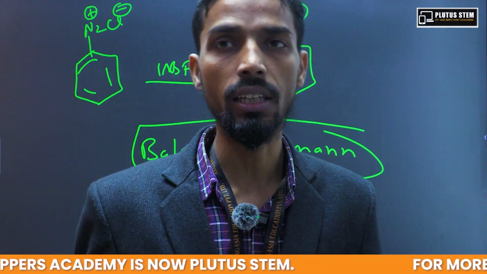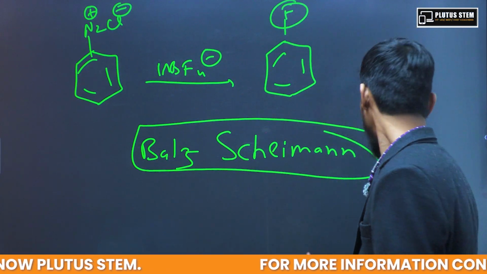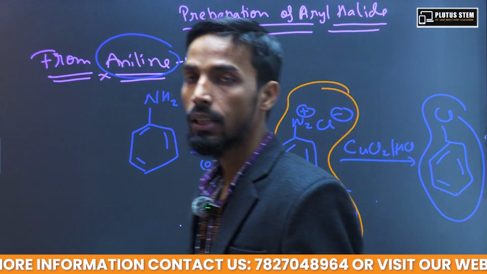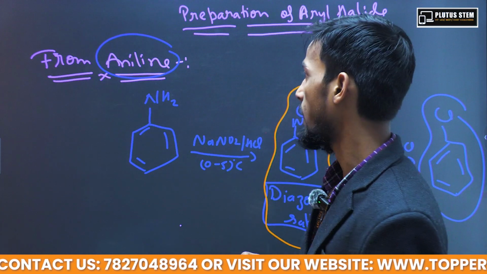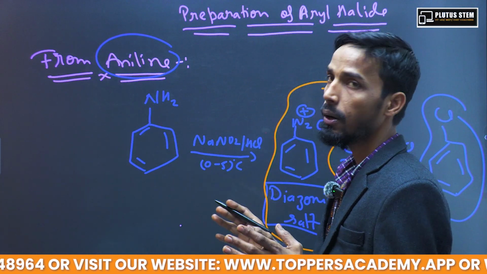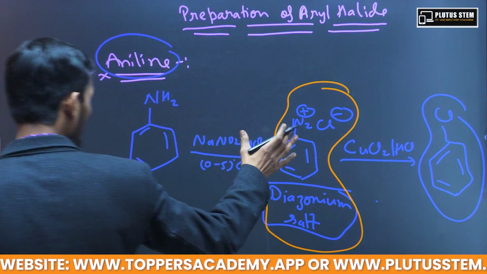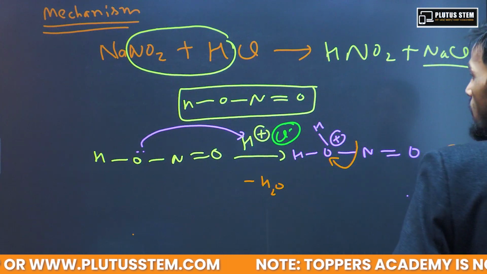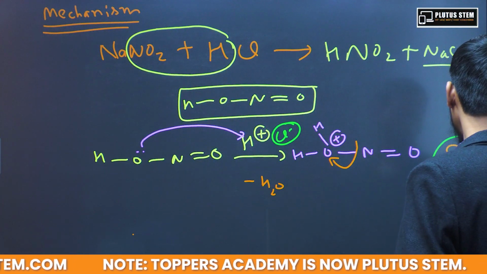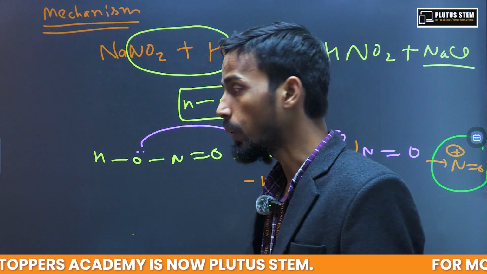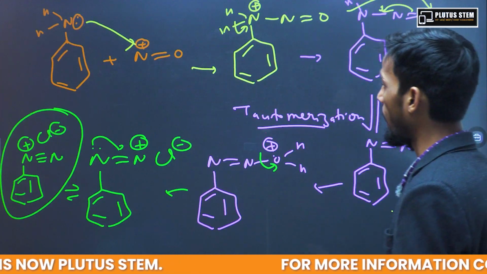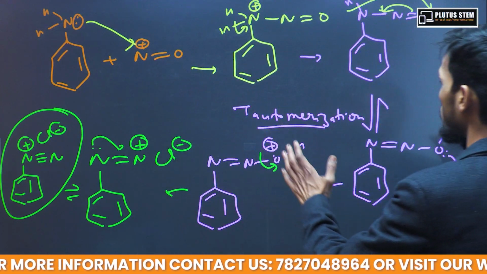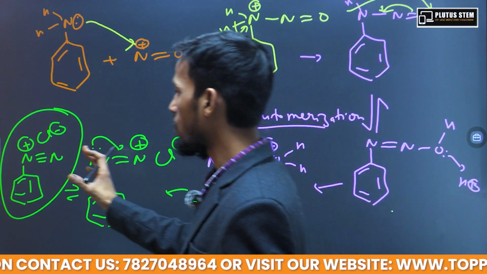So these are the various ways. In today's lecture we have discussed how to prepare these aryl halides. I am going to summarize all that we have discussed in today's class. Firstly, we prepared this diazonium salt from aniline, and I have shown you the mechanism also. Firstly, the N double bond O positive electrophile is generated. This electrophile is attacked by the aniline, and after rearrangement and tautomerization, we get a diazonium salt.